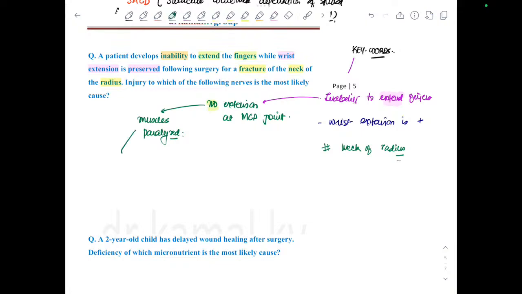Now what are those muscles? One is extensor digiti minimi, going to the little finger.